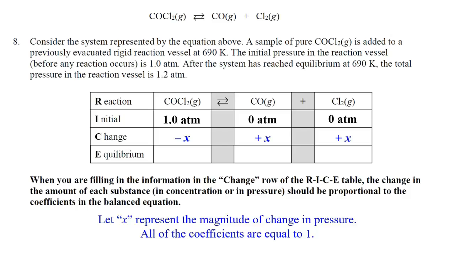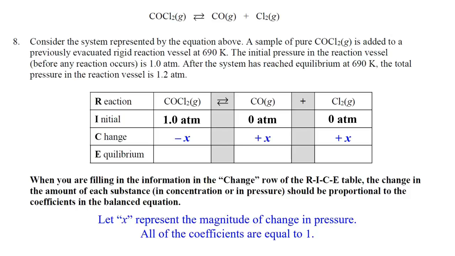And when you are filling in the information in the change row of the RICE table, that change in the amount of each substance, whether that's in terms of concentration or partial pressure, should be proportional to the coefficients in the balanced equation. So because the coefficients are 1, 1, and 1, that's why the change is going to be in terms of x, x, and x. We'll see in other examples in this packet that it might be 2x or 3x, depending on what the coefficients in the balanced equation happen to be.